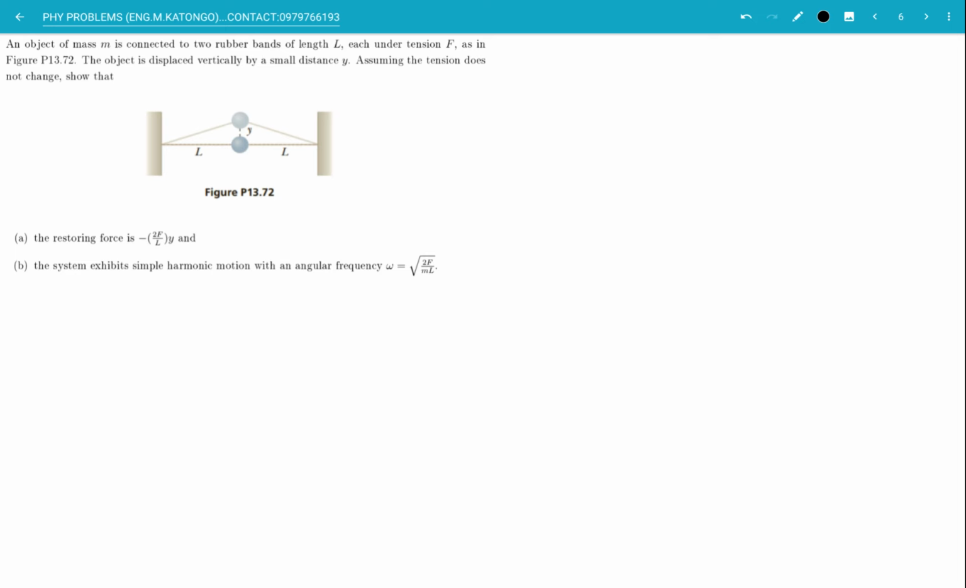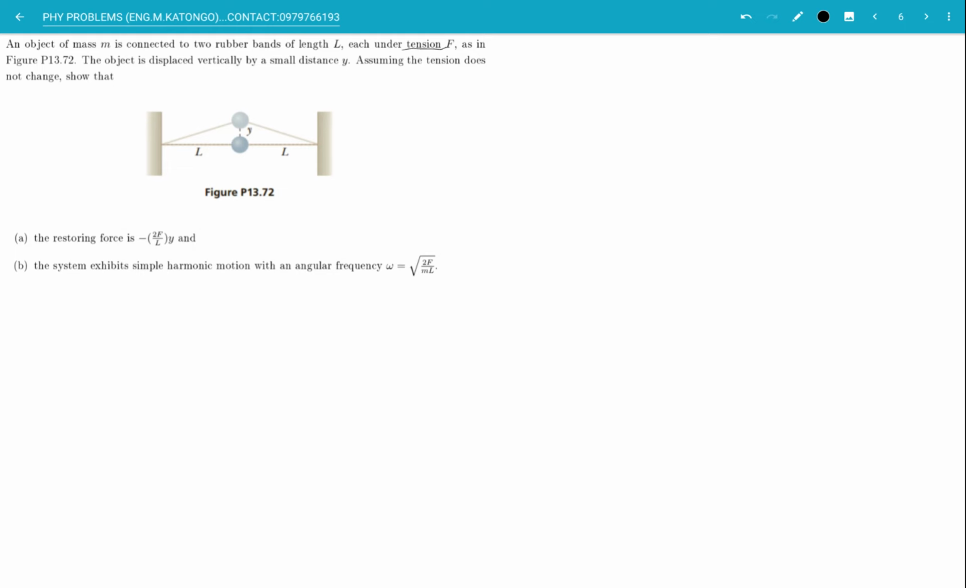Let's get to the problem. An object of mass m is connected to two rubber bands of length L, each under the tension F, as in figure 13.72. The object is displaced vertically by a small distance of y. Assuming the tension does not change, show that the restoring force is negative 2F over L times y, and the system exhibits simple harmonic motion with an angular frequency of that.